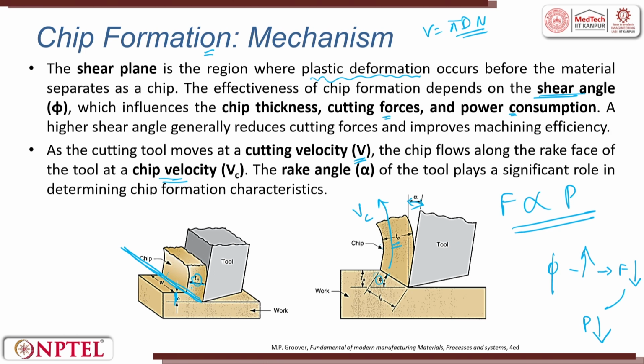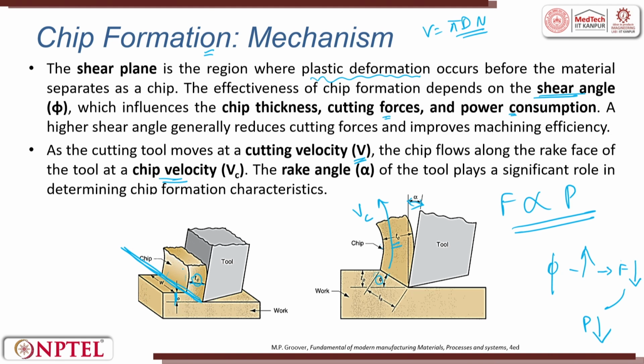And you should understand it is a constant volume process. Whatever material was here will also come out. If the chip thickness is large, then the width will reduce, because it is a constant volume process. You cannot add or delete material here. It just goes like that. It extrudes.